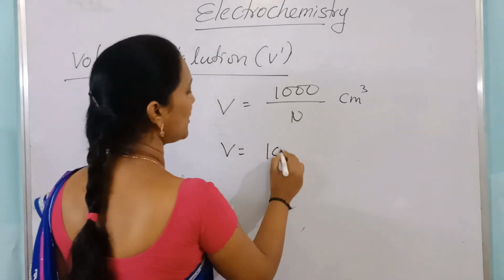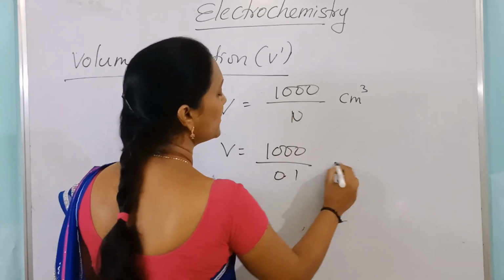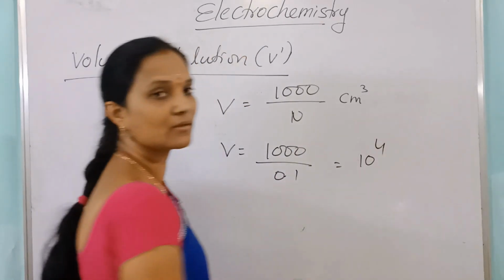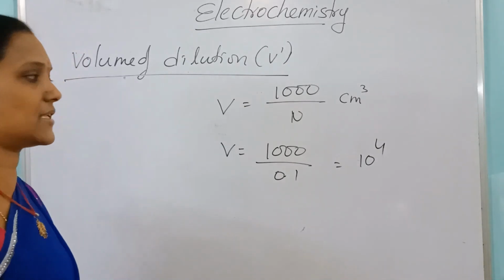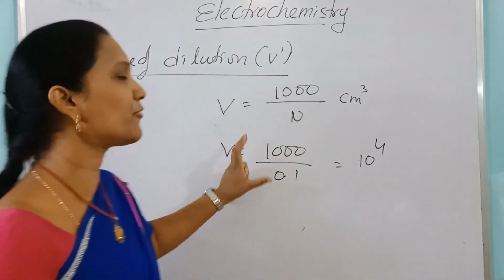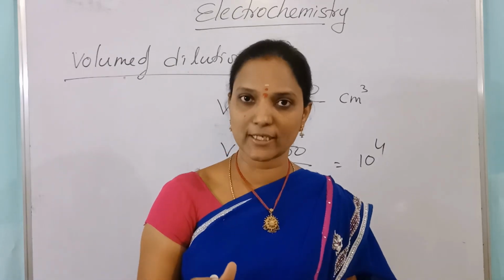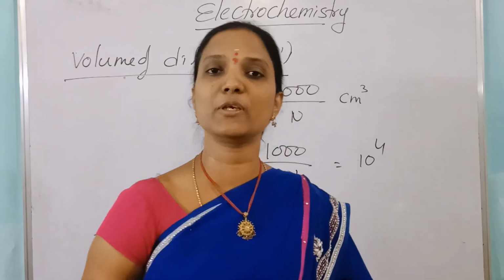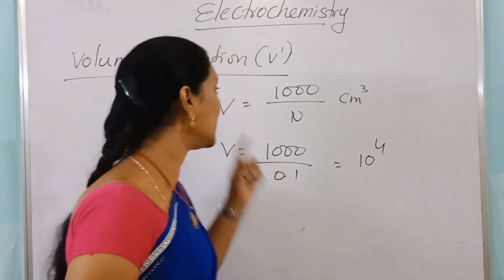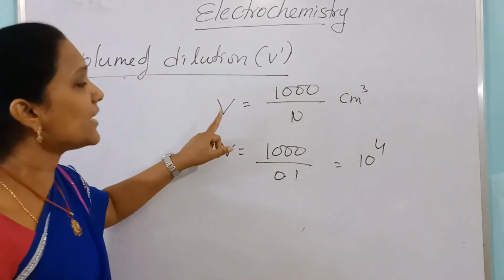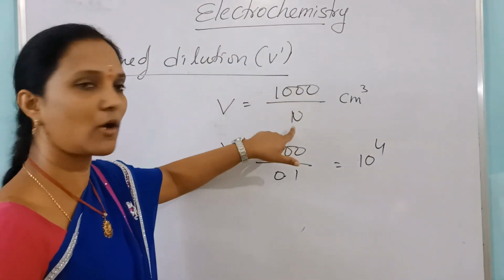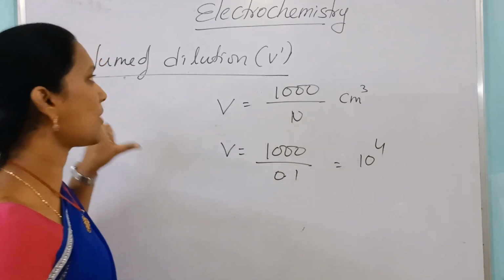For example, for a 0.1 normal solution, what is the volume of dilution? V is equal to 1000 by 0.1, that is equal to 10 power 4 cc, centimeter cube. This is the volume of dilution. So what is this volume of dilution? The volume of the electrolytic solution that contains just 1 gram equivalent of an electrolyte. It is called volume of dilution. Then how to calculate it? 1000 by normality.